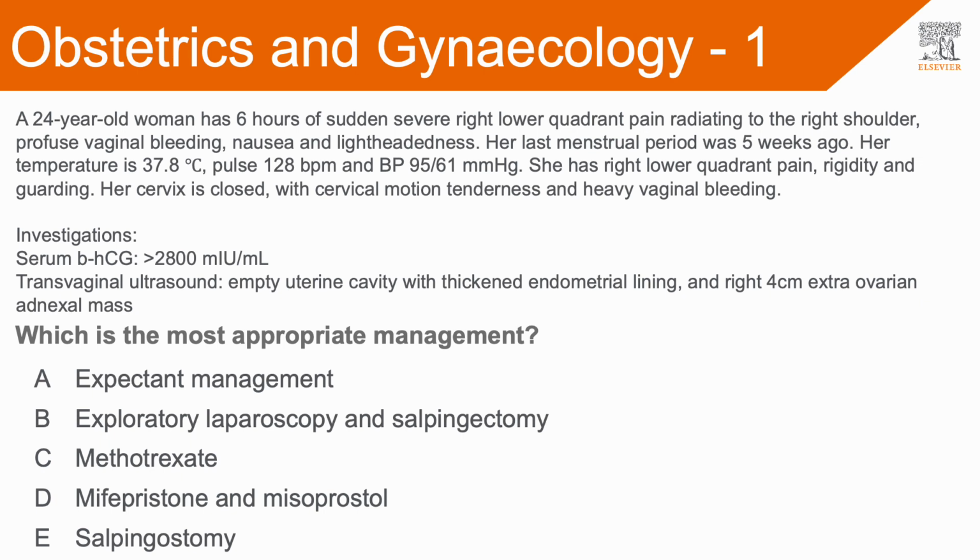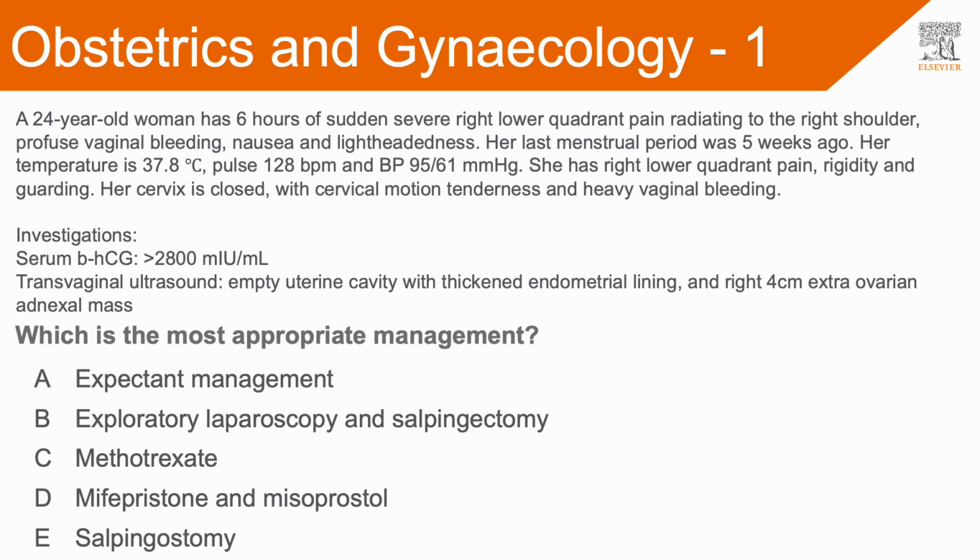A 24-year-old woman has 6 hours of sudden severe right lower quadrant pain radiating to the right shoulder, profuse vaginal bleeding, nausea and lightheadedness. Her last menstrual period was 5 weeks ago. Her temperature is 37.8 degrees C, pulse 128 beats per minute, and blood pressure 95/61 millimeters of mercury. She has right lower quadrant pain, rigidity and guarding. Her cervix is closed with cervical motion tenderness and heavy vaginal bleeding.